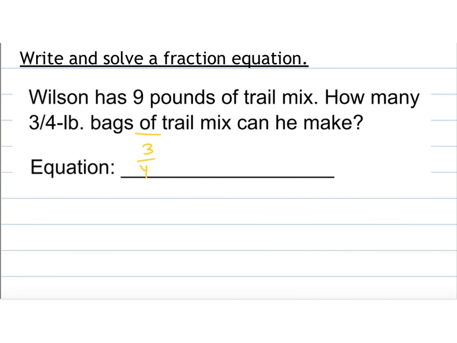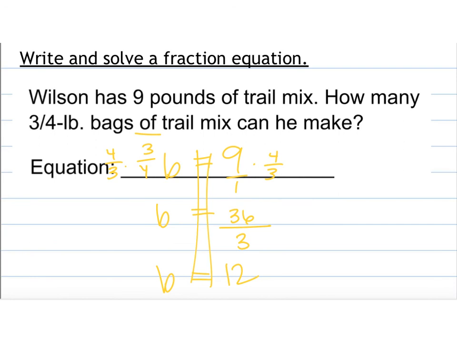times B for bags to get the 9 pounds. In order to solve this now, multiply by the inverse, 4/3 times 4/3. So B equals, put that over 1. 9 times 4 is 36. 1 times 3 is 3, and I know 3 can go into 36 12 times, so B equals 12. So that means that he can get 12 bags of trail mix from the 9 pounds.